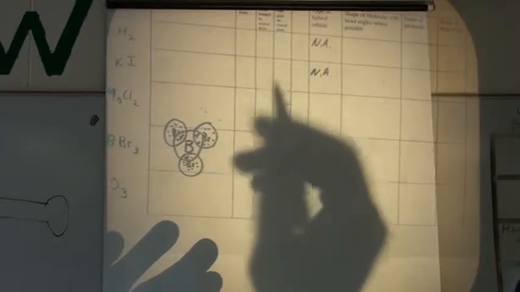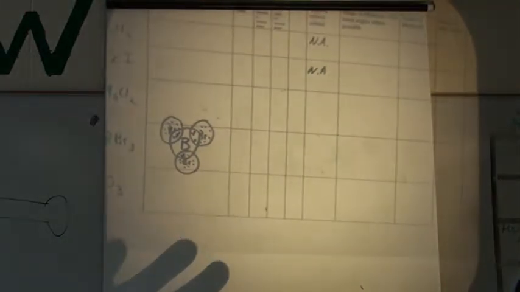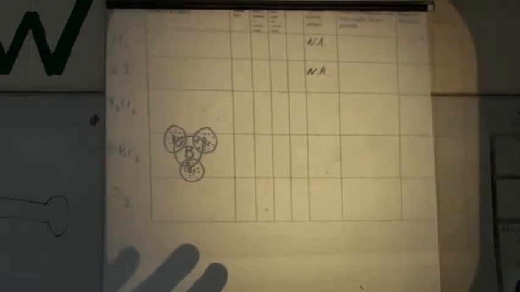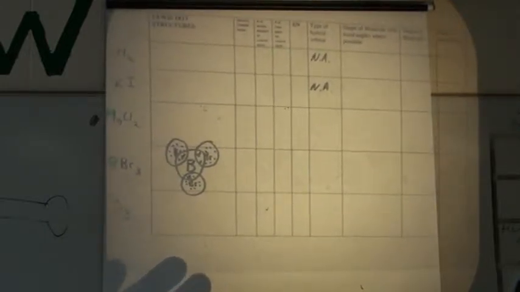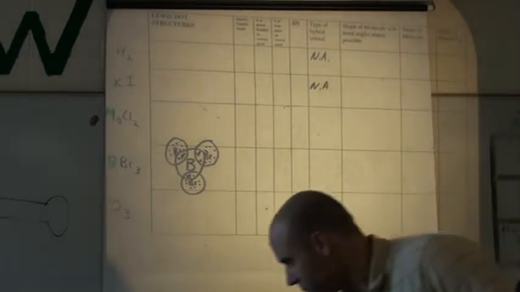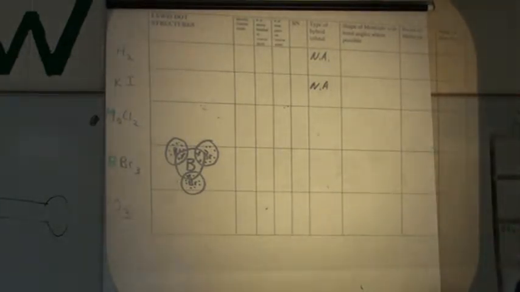We're doing the Lewis dot structure. That's the first thing we do. This process actually becomes pretty simple once you understand what we're doing.